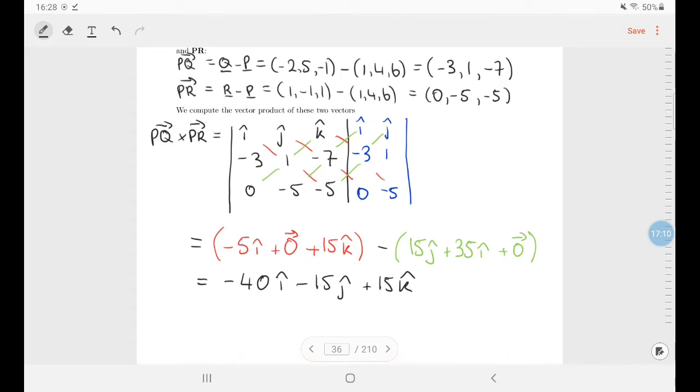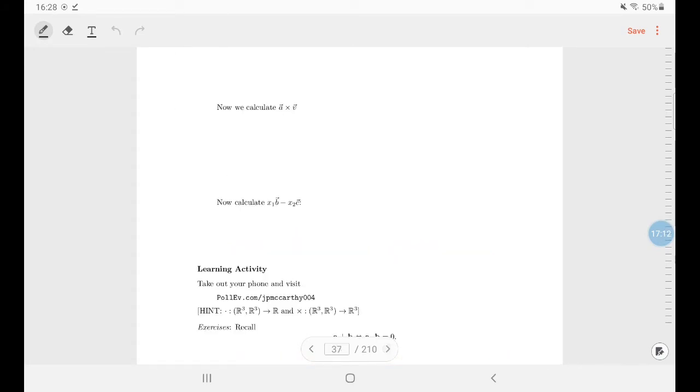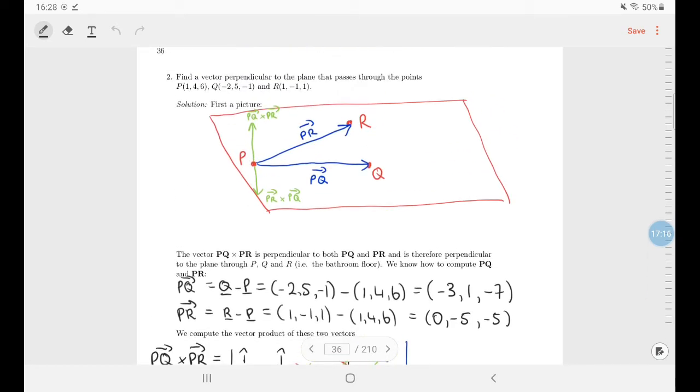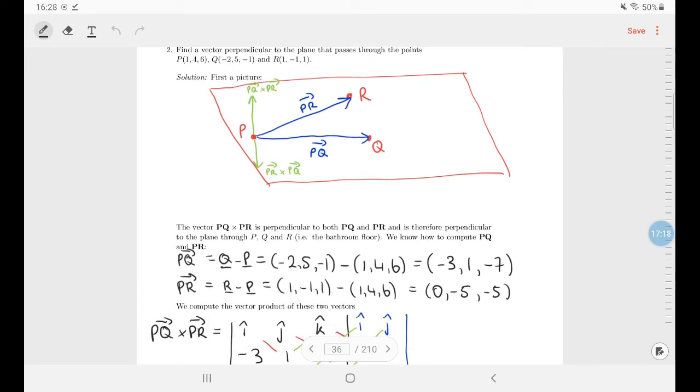So suppose you calculated a vector product and you want to check your answer. One thing you could do, of course, is just check our answers here. I've taught this module so many times, it doesn't look familiar to me. So P to Q is Q minus P. If I've taken down that right, 1, 4, 6, that's minus 3, 1, minus 7. That's correct. And then P to R, 1 minus 1 is 0.